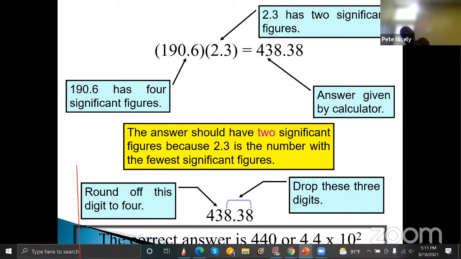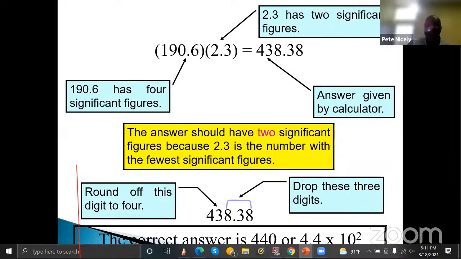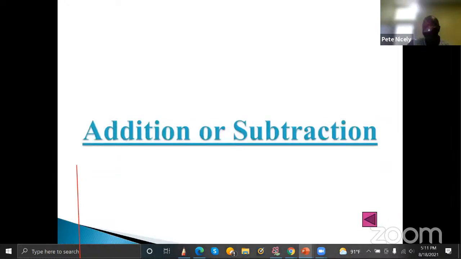So that's basically how you round off when you're multiplying. And you do the same thing when you're dividing. When you're dividing, you look at the number of significant figures involved in the division operation, and again, you round off your answer according to which of the numbers involved has the lowest number of significant figures. Okay, I think I'm going to stop here because I don't want to start this particular section and then stop in the middle of it.